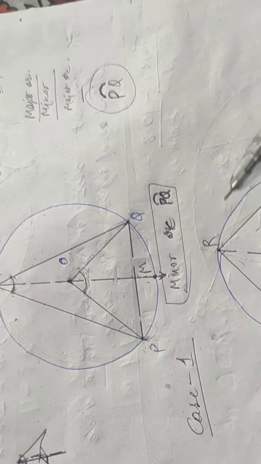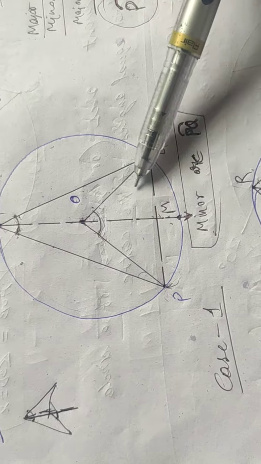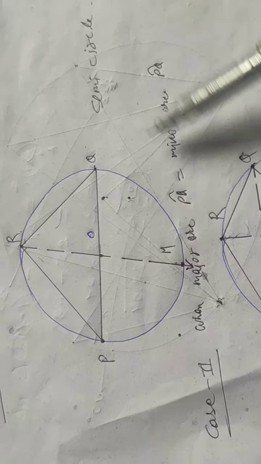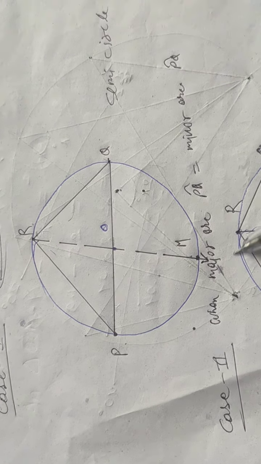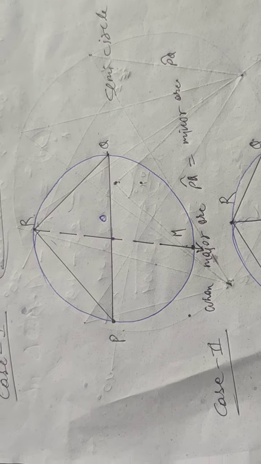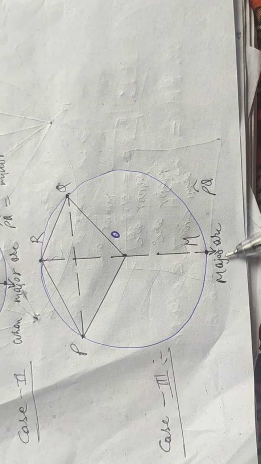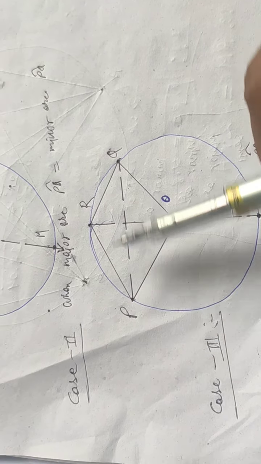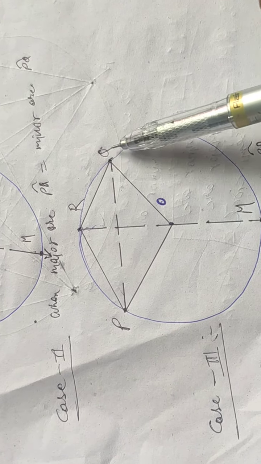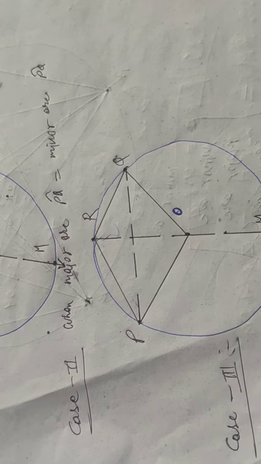Come on, let us prove this. For this theorem, three cases arise. The first case is the minor arc. The second case is the semicircle, where the major arc and minor arc are both equal. For the third case, we will be taking the major arc, and on the remaining part of the circle will be the minor arc. Let us prove this.